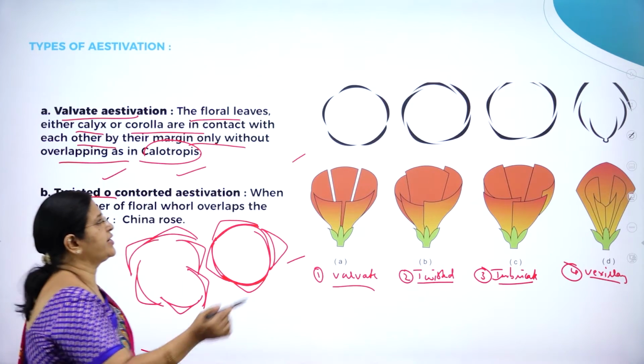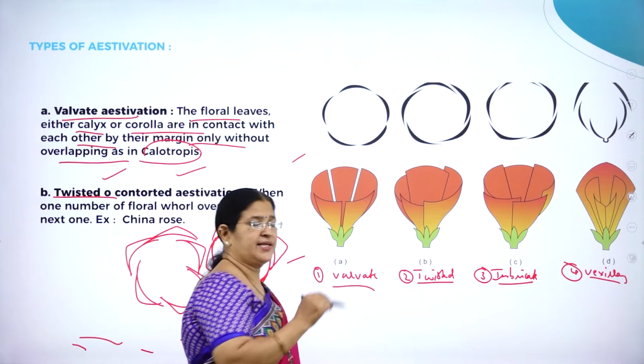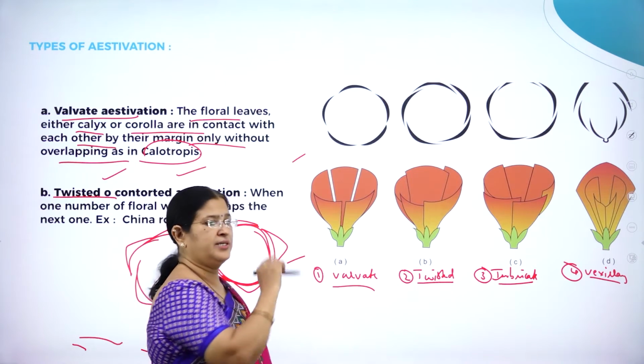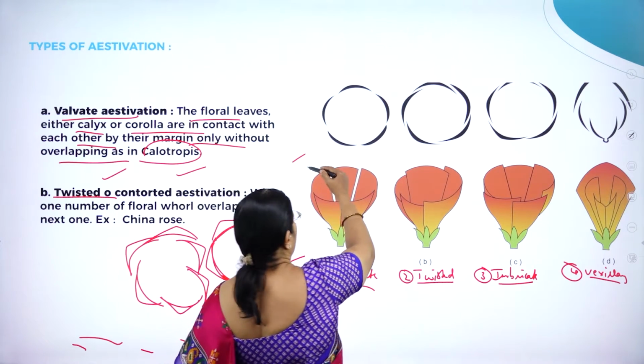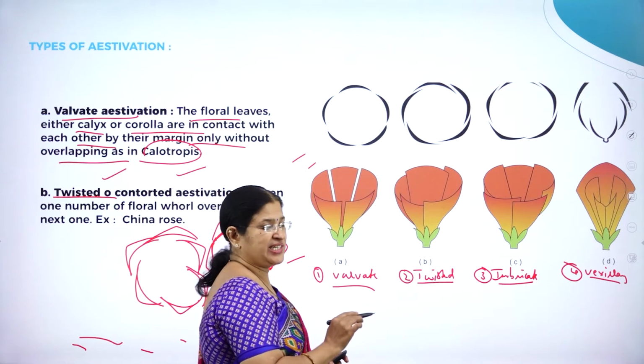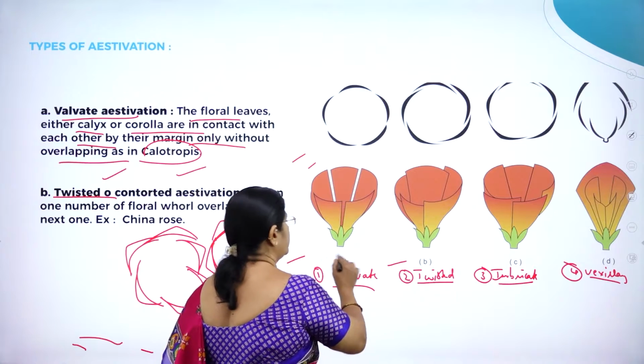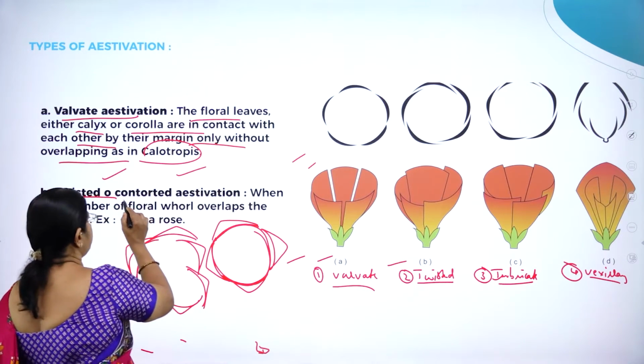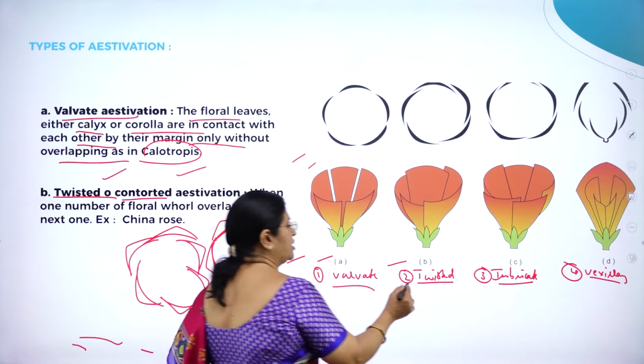Valvate aestivation. Here you can see the beautiful picture. As I said, you must learn to draw this diagram. So this is called valvate aestivation. So here you can see that the margins are just touching each other. Now let us see what is twisted aestivation. So what is twisted? Twisted is also called as what? Contorted.